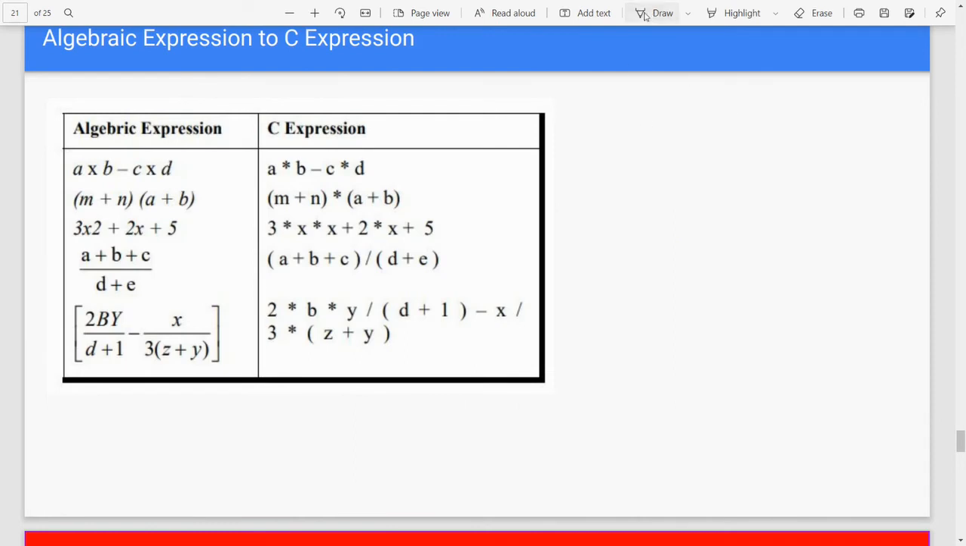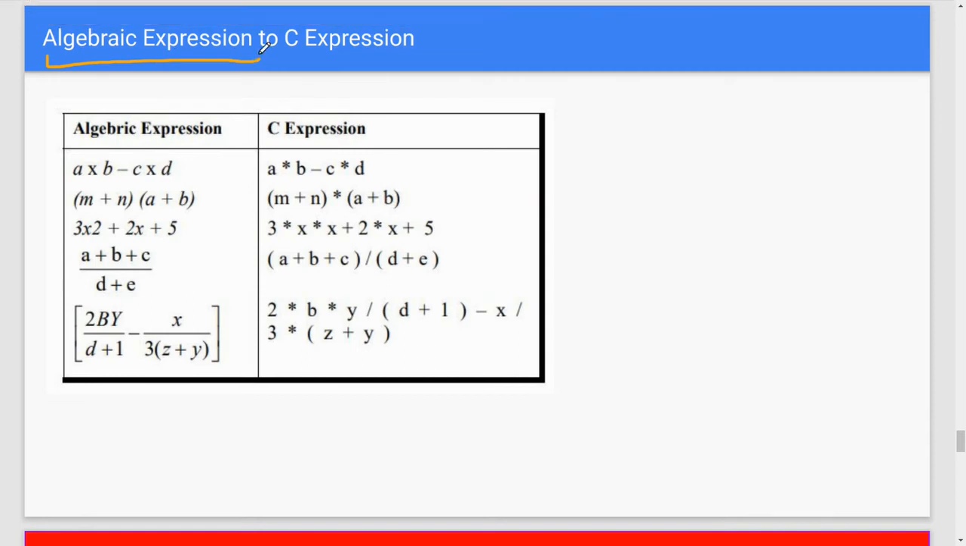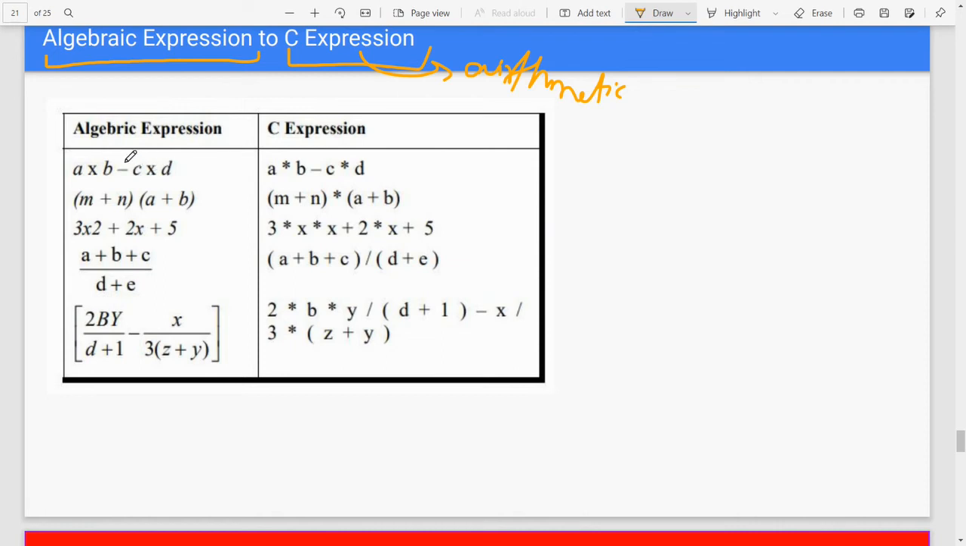If you understand the hierarchy and associativity, this means understanding what type of conversion is needed. Like we have an algebraic expression, and you want to convert it into a C expression, meaning C arithmetic operations. If you want to convert, what do you need to do? Okay, so A into B minus C into D. If you want to write this in C, it would be written like this. Then m plus n into a plus b.